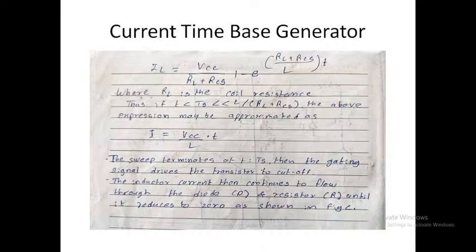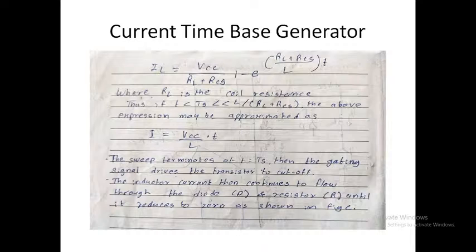Here RL is the coil resistance, that is the resistance of the coil. Note that this is not a load resistance, it is a coil resistance. Thus you can see if time t is very much less than the sweep time and much less than L by (RL plus RCS), then we can write this equation as IL equal to VCC divided by L into t. So this is the equation of the current time based generator.